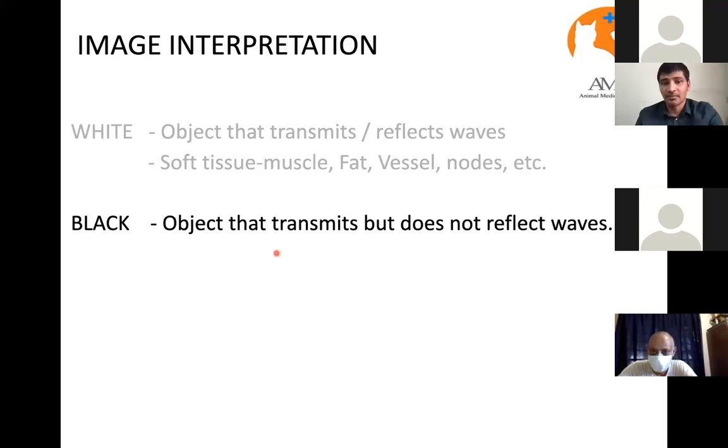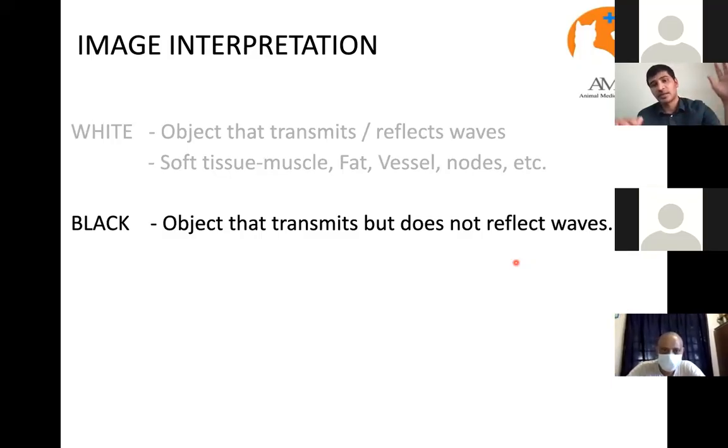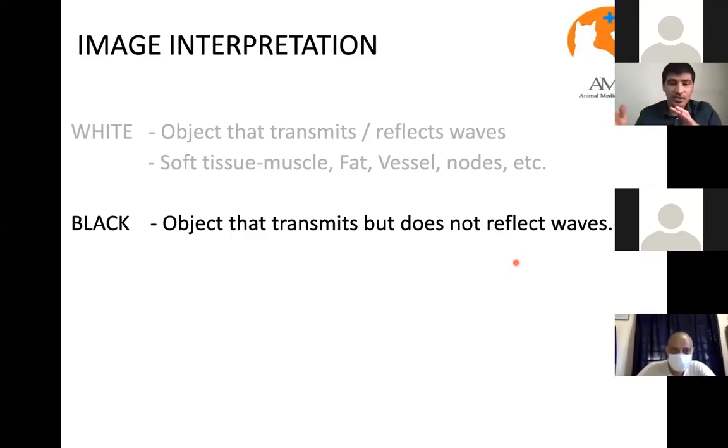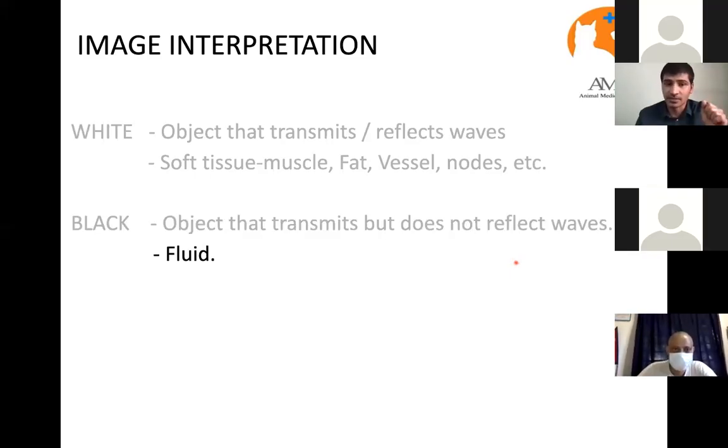And black. Black means objects that transmit but do not reflect waves. So it transmits, that means it goes through that object. From that area, not even 1% of the echo reflects. It goes through. So it's a one-way go. So on that, we see black. That area we see black because no echoes are returning to give us brightness in the image.